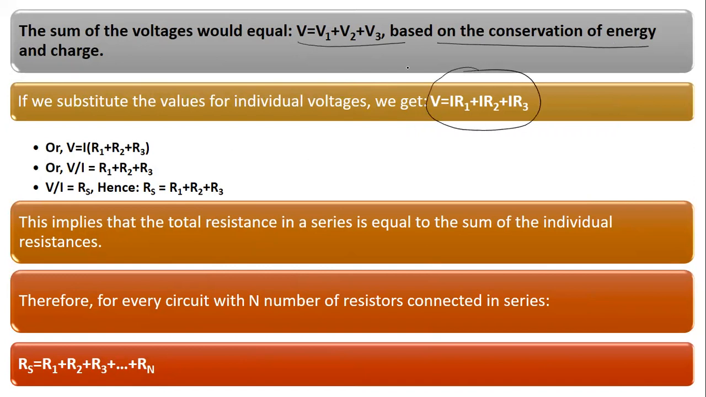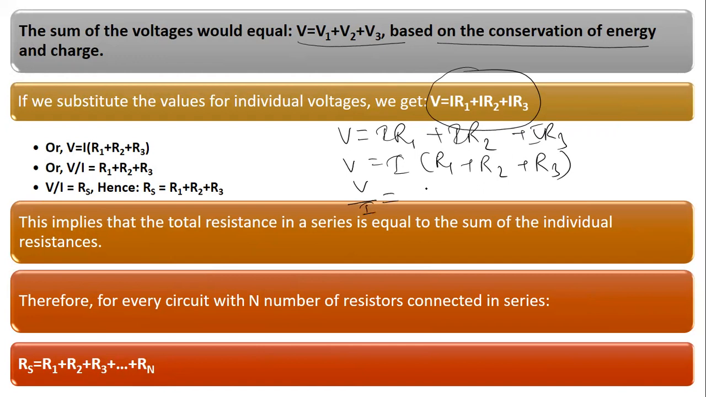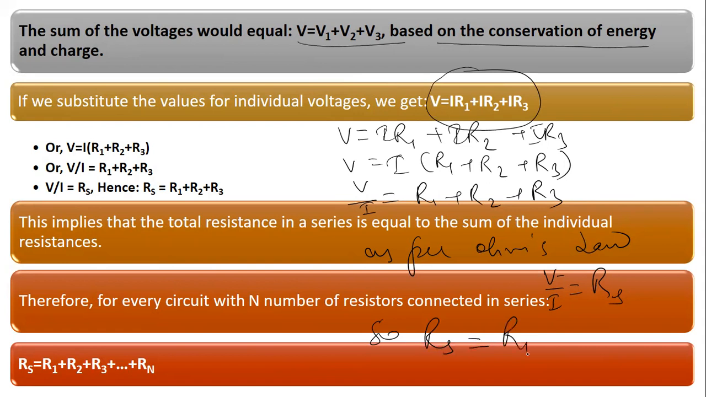So we can replace V1 with IR1, V2 with IR2, and V3 with IR3. Taking I as common, you have I times R1 plus R2 plus R3 equals V. So taking I on the other side, you have V by I equals R1 plus R2 plus R3. As per Ohm's law, V by I is equal to R. So let us take it as Rs because the resistances are in series. So Rs is equal to R1 plus R2 plus R3.